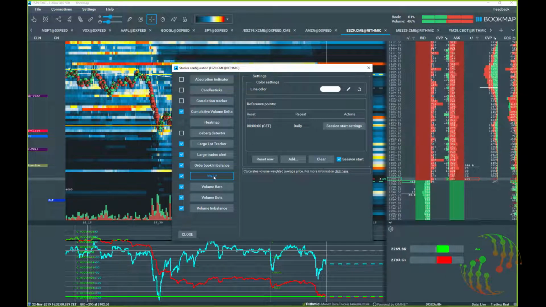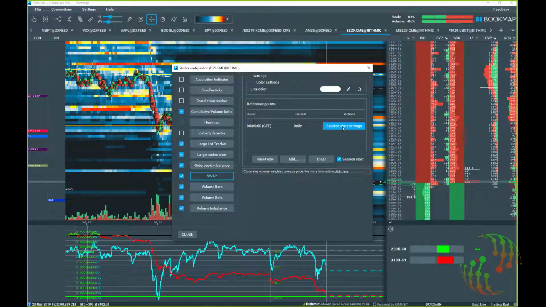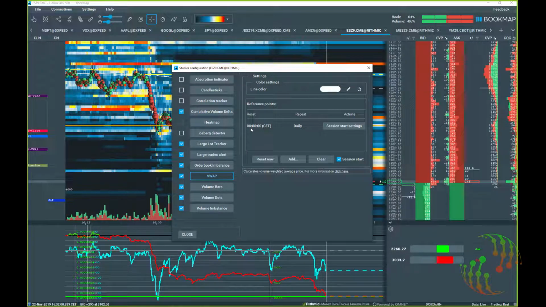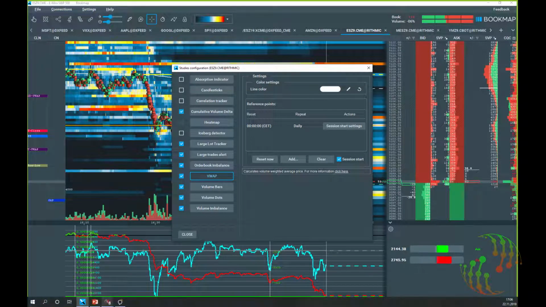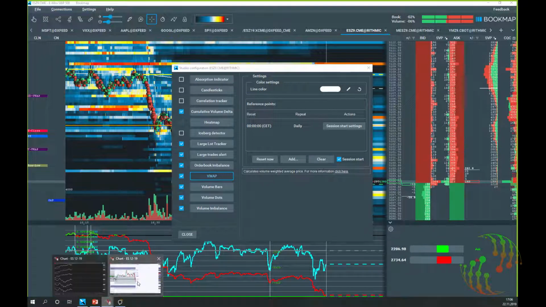in the studies configuration. So have a look here. Please set it according to your time. The session start at my time is 0 a.m. and I think it is 6 p.m. Eastern time. This should be, yes, this is the normal setting. It shows the VWAP correctly. It should have the same numbers.